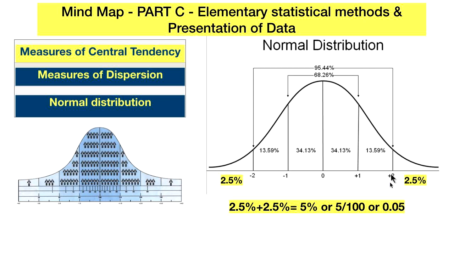So between minus 2 and plus 2 standard deviation, I said 95% of the values are here. So 100 minus 95, 5%. In that 5%, 2.5% will be on the left side and 2.5% will be on the right side. Do you understand this? So this is the 2.5 plus 2.5, that is 5% of the values will be beyond this. That 5% is otherwise called 5 by 100, and that 5 by 100 we can put as 0.05.